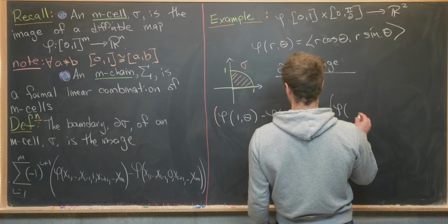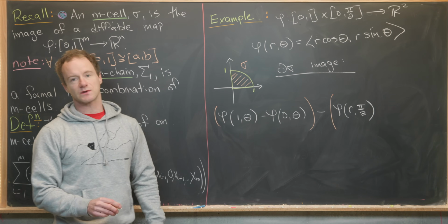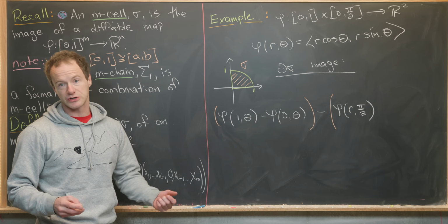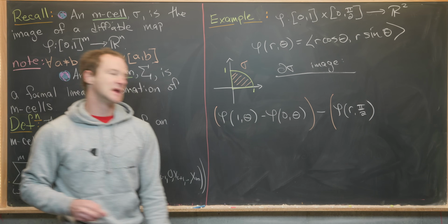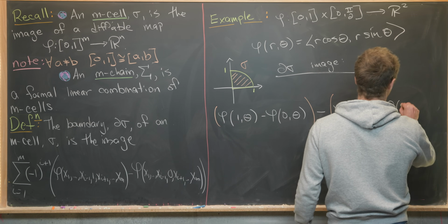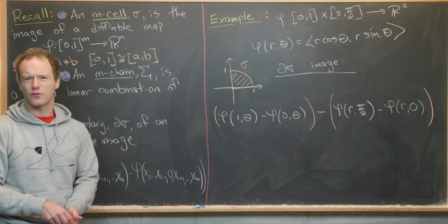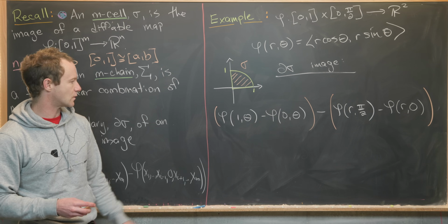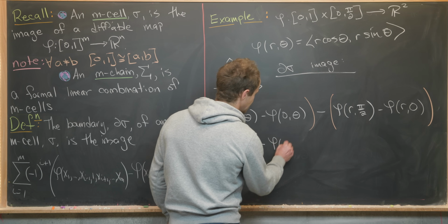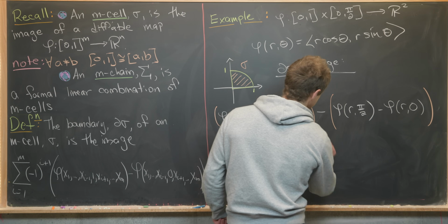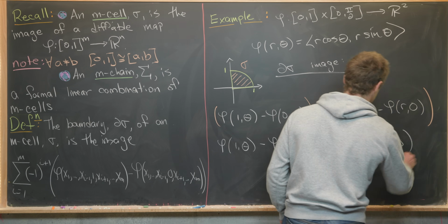Phi evaluated at (r, pi over 2). And it's r because we're leaving our first variable as arbitrary. And then our upper endpoint for our second variable is pi over 2. And from this, we need to subtract phi evaluated at (r, 0), like that. Okay, so let's maybe get rid of the parentheses just so that we can see how everything is oriented. So here we'll have phi of (1, theta) minus phi of (0, theta) minus phi of (r, pi halves), and then plus phi of (r, 0).